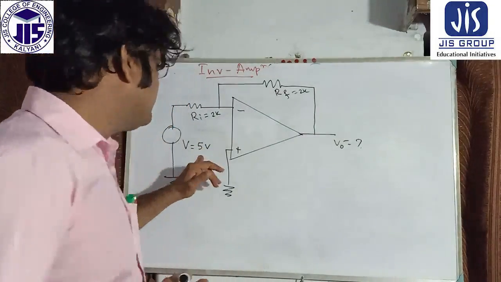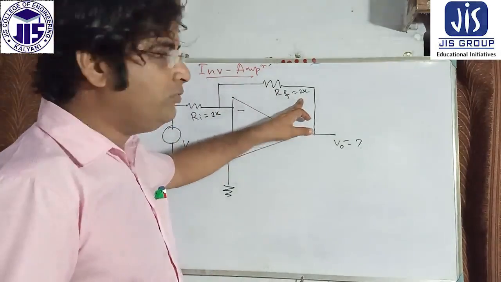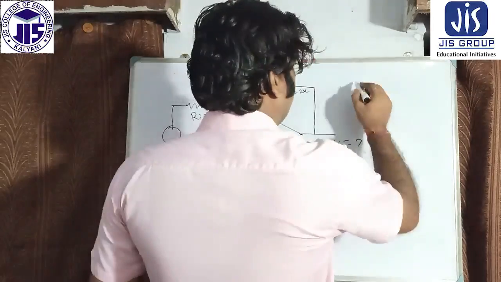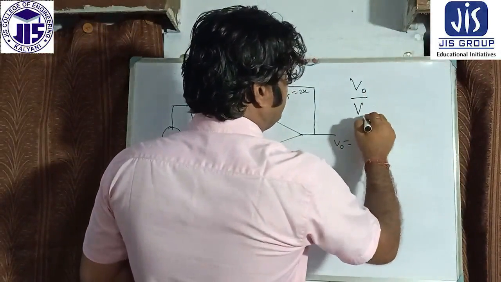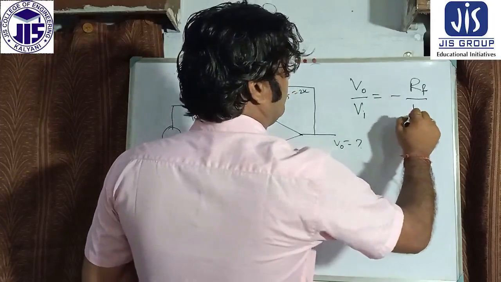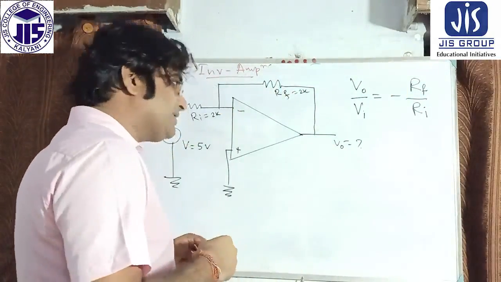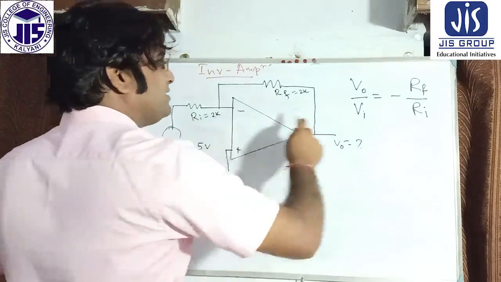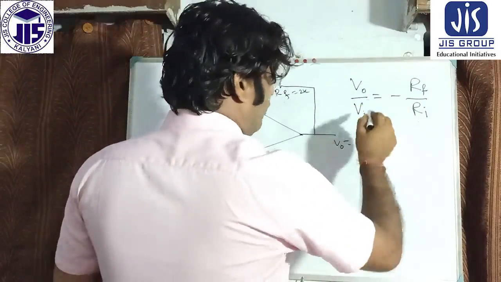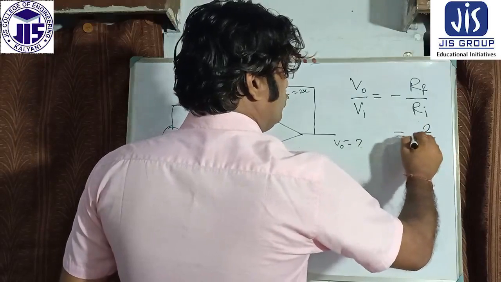The first thing is that this is 5 volt. There is a resistance of 2K, and another resistance of 2 kilo ohm. So for that reason what will be the output voltage? Very simple. That is V0 by Vi equals minus Rf by R1, which we have already studied. Rf by R1 or Ri. That means Ri is this resistance and Rf is this resistance. Then automatically we can calculate the value of V0. Here we can say that it is 2, and it is minus.